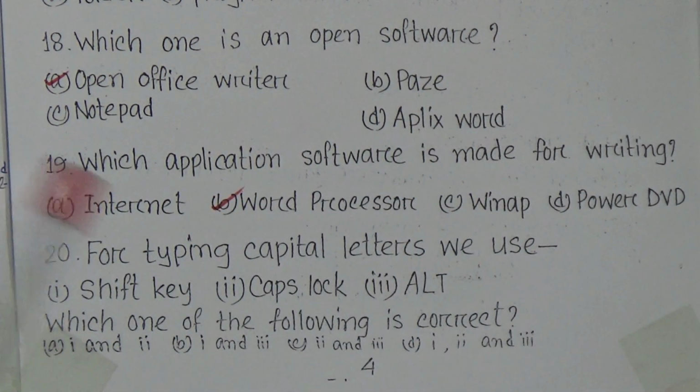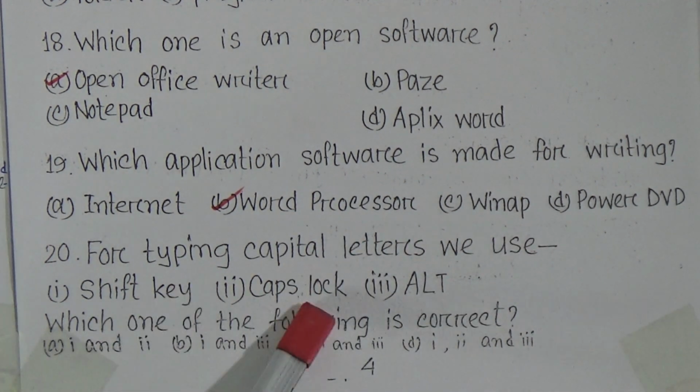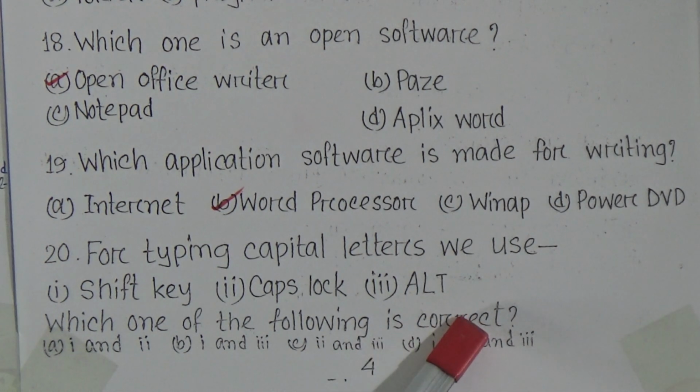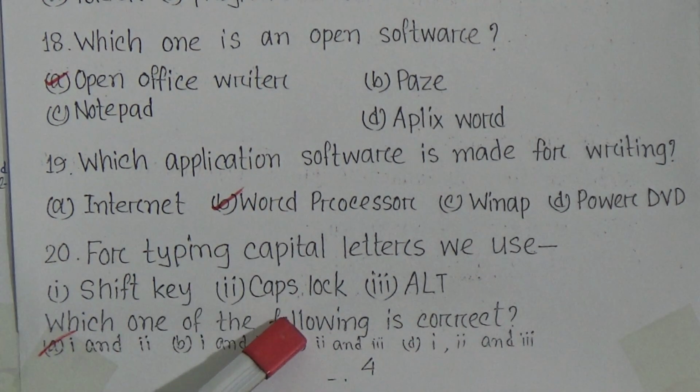Number 20, for typing capital letters, we use 1. Shift key, 2. Caps lock, 3. Alt. Which one of the following is correct? Option A, 1 and 2, option B, 1 and 3, option C, 2 and 3, and option D, 1, 2 and 3. And our answer will be option A, 1 and 2. That means Shift key and caps lock.